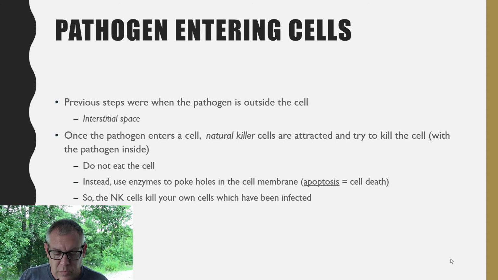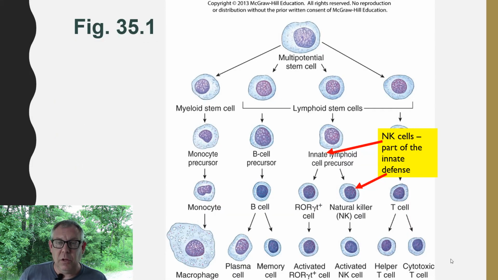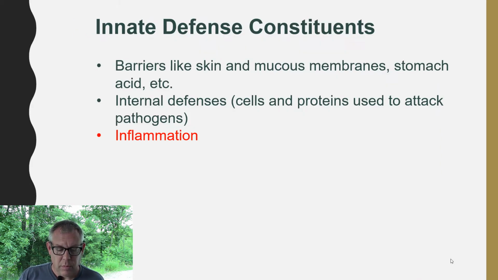Okay. And so then again, if you look at this chart, you can see that that's a different line of cells, a different fate of these stem cells. They can make some of these natural killer cells, and they're again part of the innate defense. They can just attack, they're kind of a general attack. And so then the last portion of the innate defense that we mentioned is inflammation.